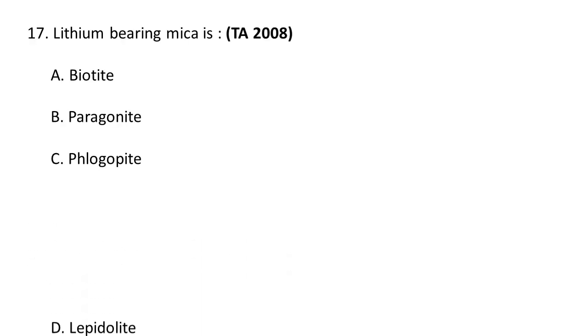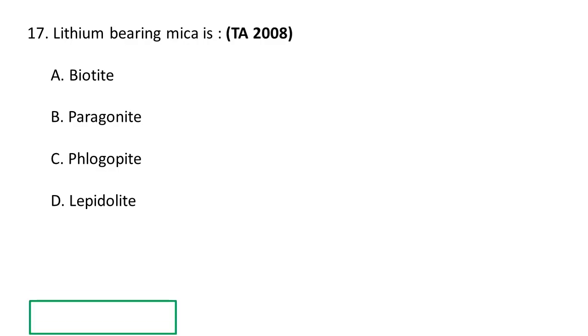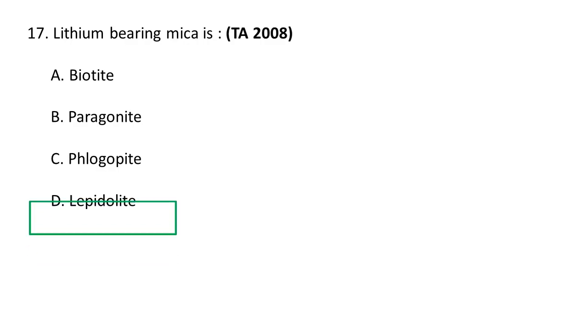Next question. Lithium bearing mica is A. biotite, B. paragonite, C. phlogopite and D. lepidolite. Lithium bearing mica is D. lepidolite. Lepidolite is a mica mineral that contains lithium, and it is the most common lithium mineral, and it's a member of the mica group of minerals and is found in pegmatites, greisens and hydrothermal veins. So lithium bearing mica is D. lepidolite is the correct option.